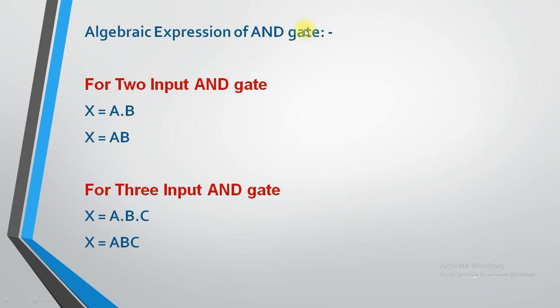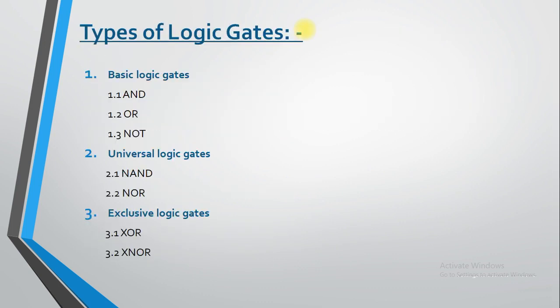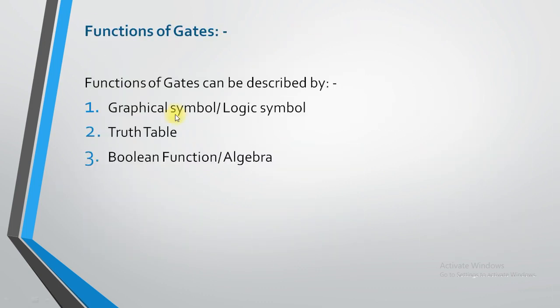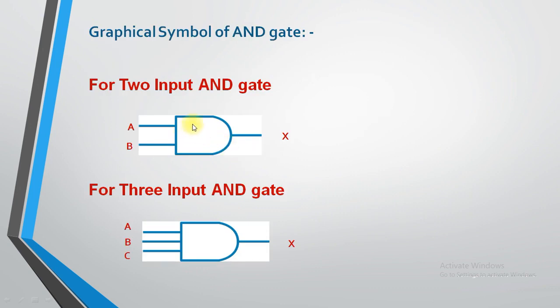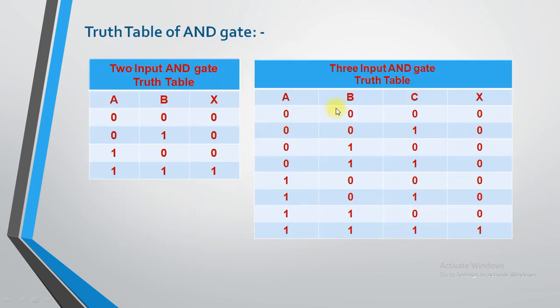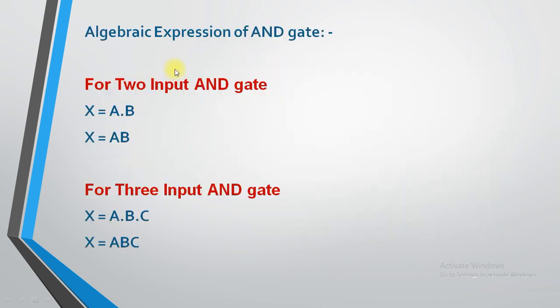I would like to scroll down once again to show that every gate contains three things: graphical symbol, truth table, and Boolean function or algebra. This is the graphical symbol. This is the truth table we have already done regarding the AND gate. This is the Boolean function regarding the AND gate.